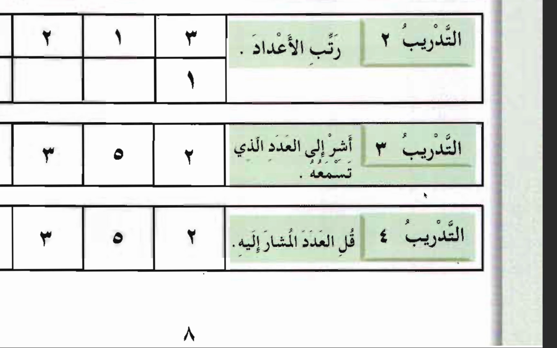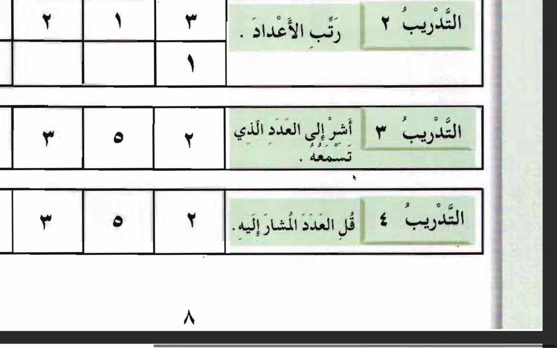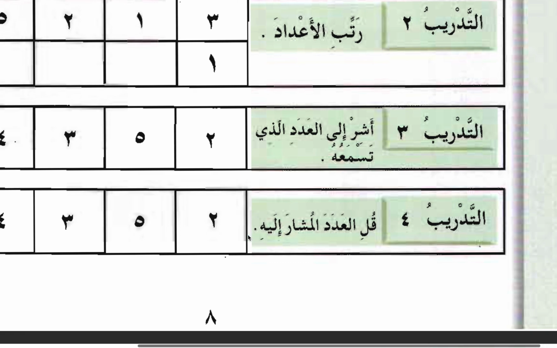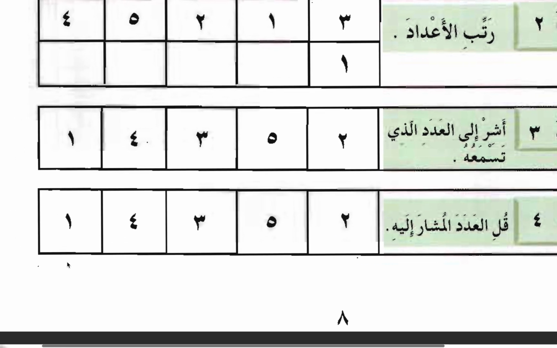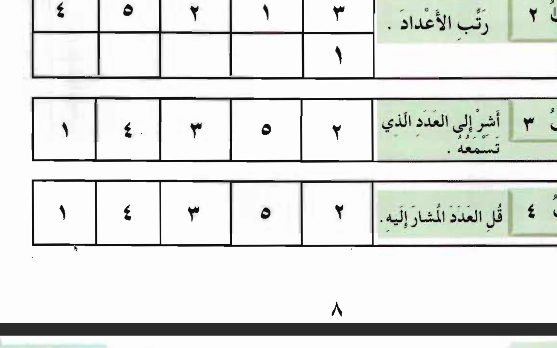So here someone is supposed to recite the numbers. Wahid, ithnan, thalatha, right? And then you go to this section and then you point. Okay, this is wahid, right here, right? This is ithnan, this is thalatha, this is arba'a, this is khamsa, right? So this is the instruction here. And then we have قُلِ الْعَدَدَ الْمُشَارَ إِلَيْهِ. So here somebody is supposed to point to a number and you're supposed to say its name. Okay? So the one prior, you just point at it, and then in this one, you say its name.